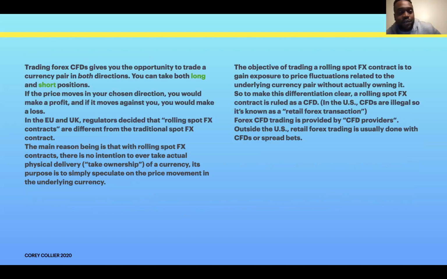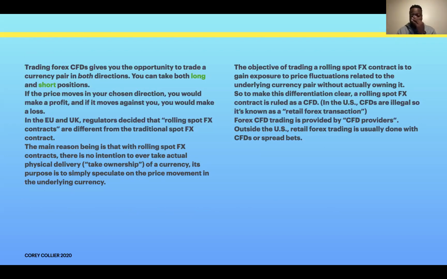Trading Forex CFDs gives you the opportunity to trade a currency pair in both directions as well. You can take both long and short positions. With offshore brokers, you can do that as well. With CFTC regulated brokers, we're not allowed to hedge. We are bound by the first in, first out rule.